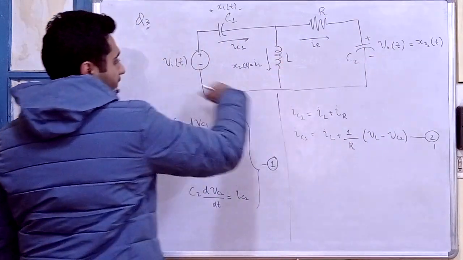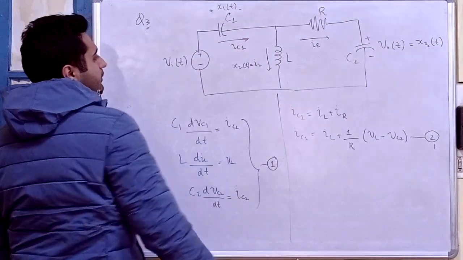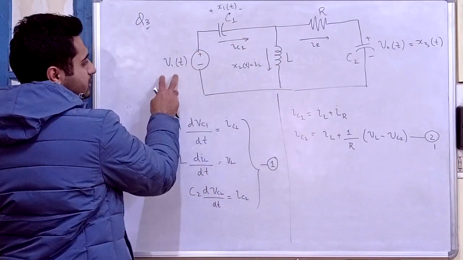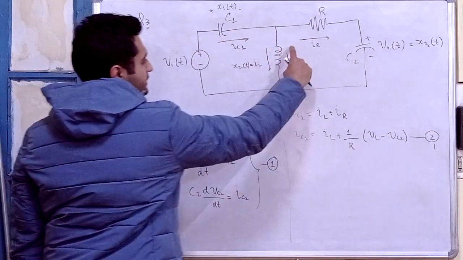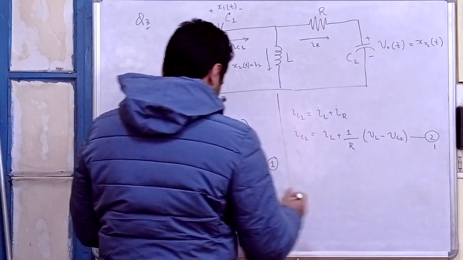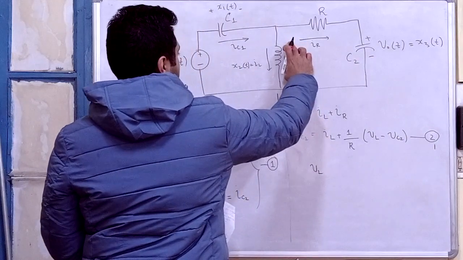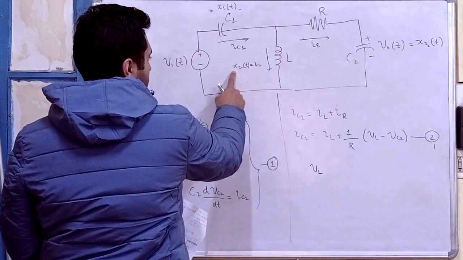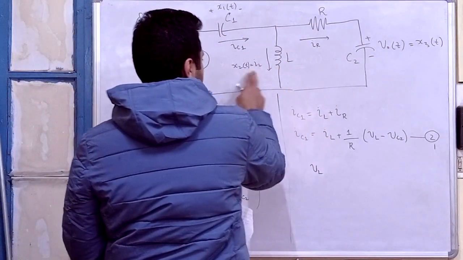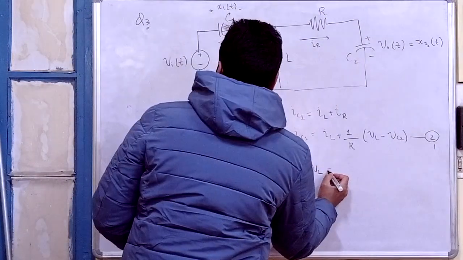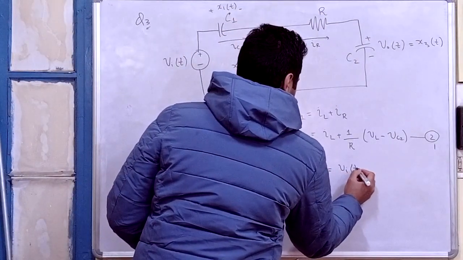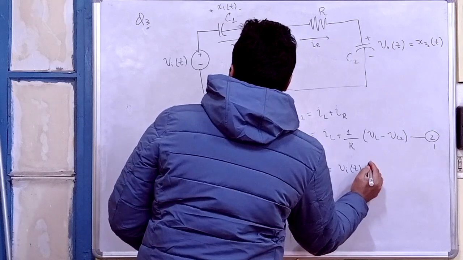Also, you can apply KVL in this loop, the first loop. This voltage will be the sum of this voltage and this voltage. So you will have, if I write VL, VL is X2. No, VL not X2. X2 is IL. So VL is nothing but Vin minus VC1.